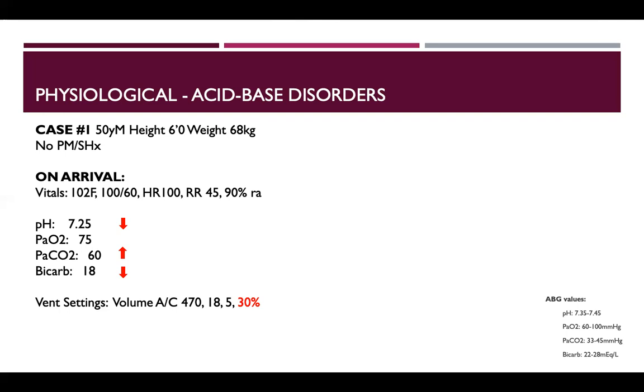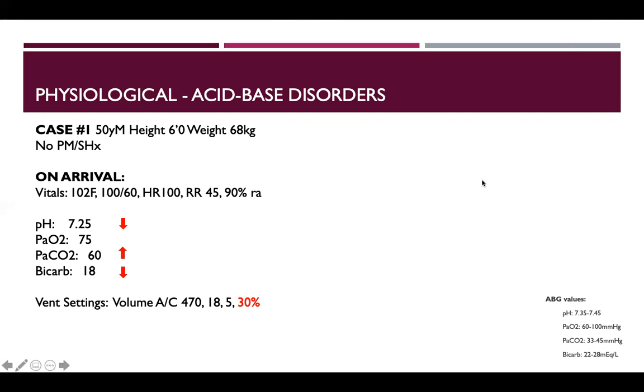for you. So the first case that we're doing is a 50-year-old man, height of 6 foot, weight 68 kilograms, and just to keep it simple, no past medical or surgical history. He's febrile to 102, hypotensive to 160, tachy to 100, a respiratory rate of 45, and satting at 90 on room air. And there's your ABG below. If you need it, the values are in the corners there. So just based off of this, can anyone give me an example or a thought of what they think might be going on with this patient?